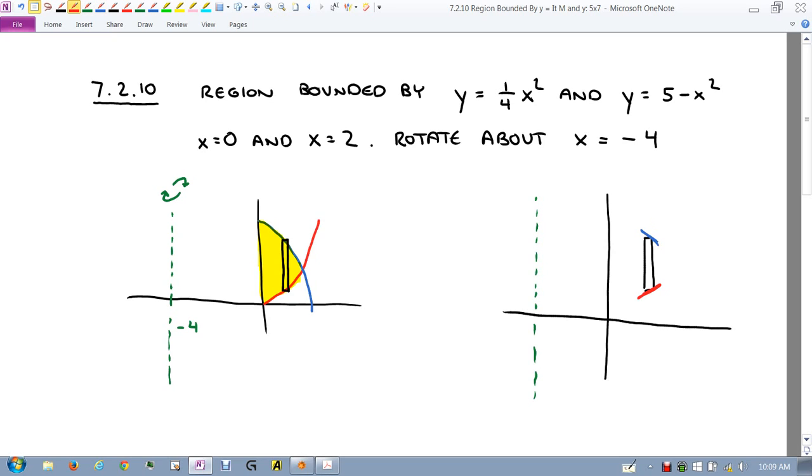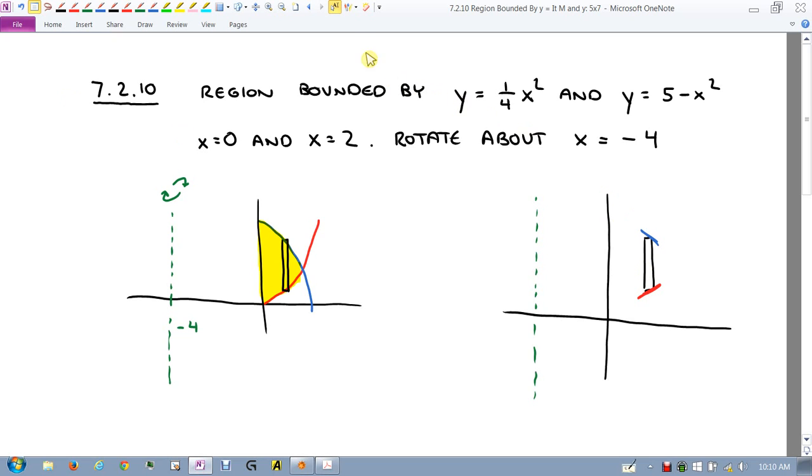Does dx change? Does the width of the rectangle change? No. Does the height of the rectangle change, here and here? Does that change when I wrap it? No? What's the only thing that's changing this time compared to the other one? The axis of rotation is moved, right? Which means that when I rotate this, this is a little wider than the other one was, isn't it?